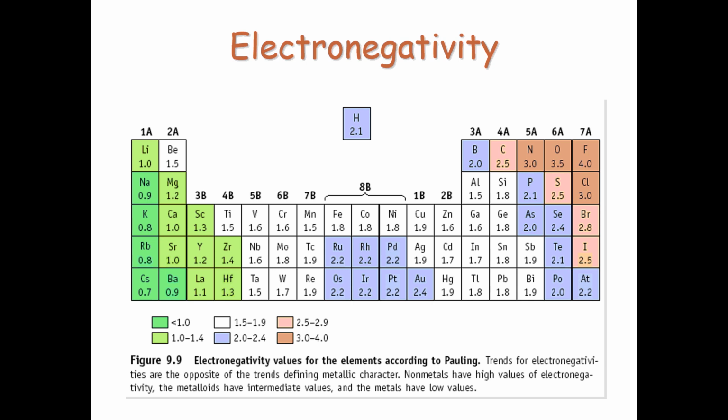The electronegativity values are different from your ionization energy values because ionization energies are given in units of kilojoules. The electronegativity scale is a unitless number. It's just a 0 to 4 scale, 4 being defined as the greatest electronegativity. So notice how fluorine over here is 4. There are no units with this number. It's just a comparative value.